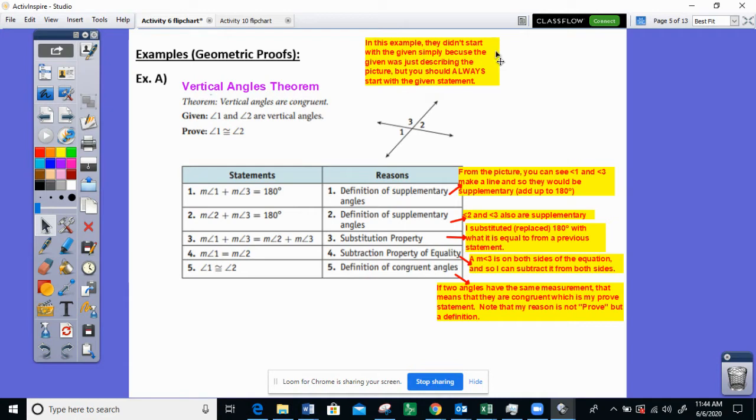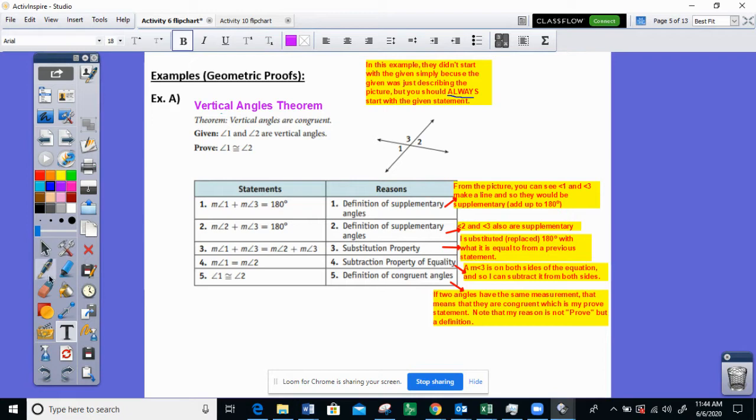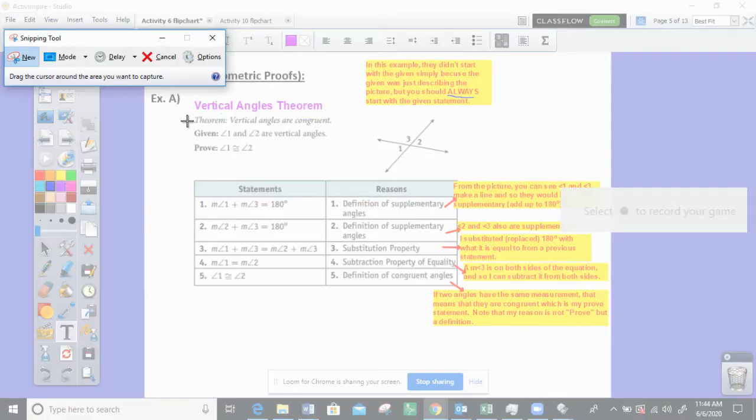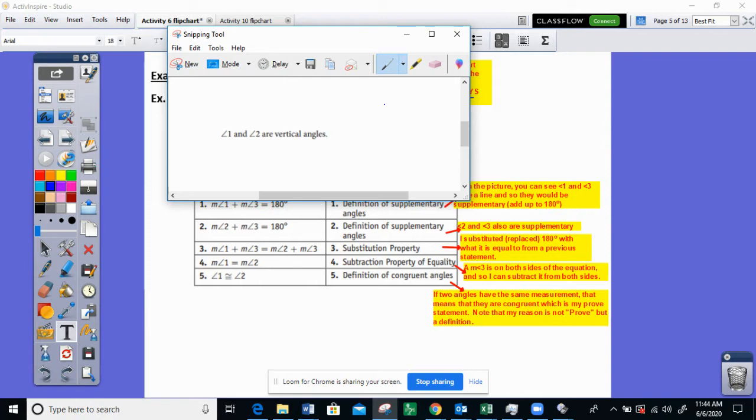Now, in this example, they didn't start with the given because the given was describing the picture. That is abnormal. You should always start your proof with the given statement. In fact, I'm going to do that up here to underscore that point. We're going to write that angle 1 and angle 2 are vertical angles.